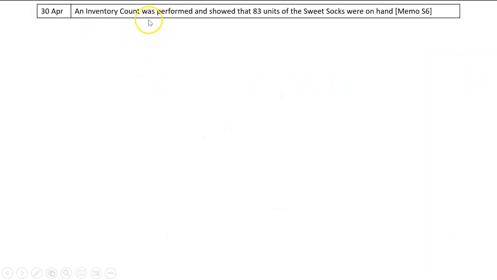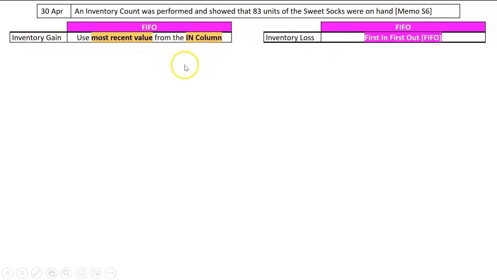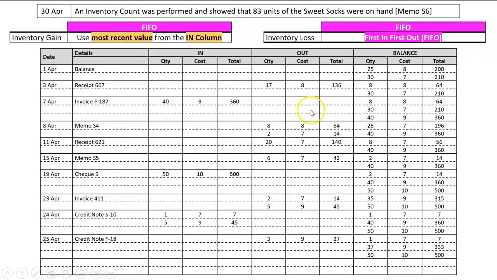Then at the end of the month, an inventory count was performed and showed that 83 units of the sweet socks were on hand, memo S6. So we've got the rule for an inventory gain, which is use the most recent value from the in column. And for an inventory loss, we just apply FIFO. So we need to figure out what the case is. So if we look at our inventory card there's a lot of info, but all we do is we just go to the most recent balance, and it says there should be 1, 37, and 50. That's a total of 88. That's what should be there.